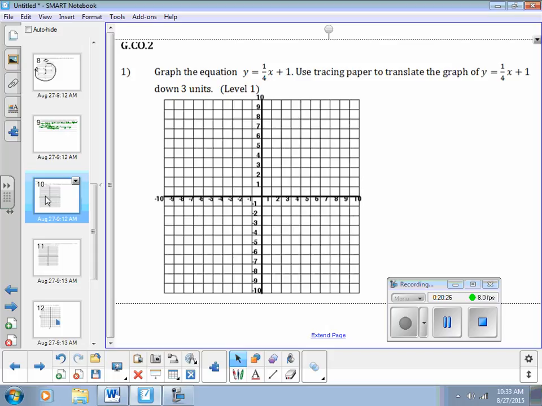Yes. What's the y-intercept on this graph right here? So go to the y-axis at +1. And what's the slope?